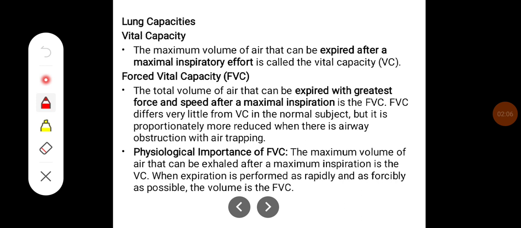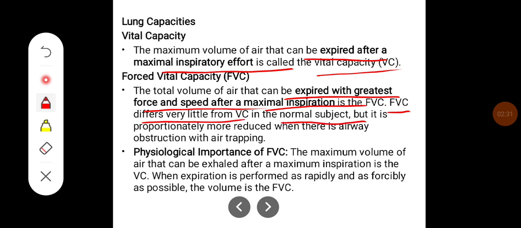Lung capacities. Vital capacity: the maximum volume of air that can be expired after maximal inspiratory effort is called vital capacity. And forced vital capacity, that is FVC, is the total volume of air that can be expired with greatest force and speed after maximal inspiration. The FVC differs very little from vital capacity in normal subjects, but it is proportionately more reduced when there is airway obstruction with air trapping.